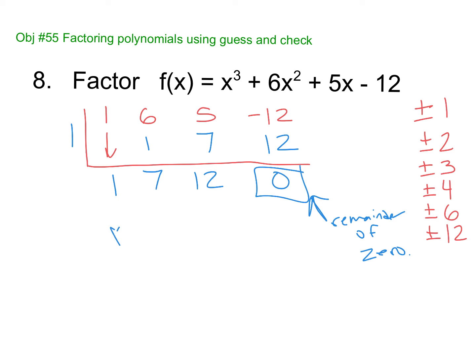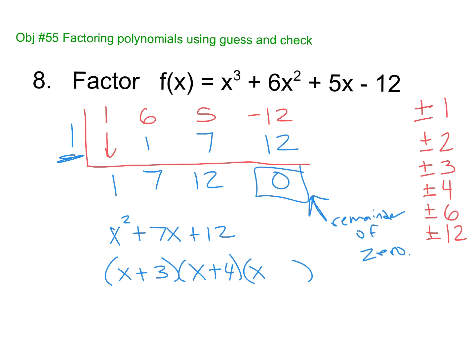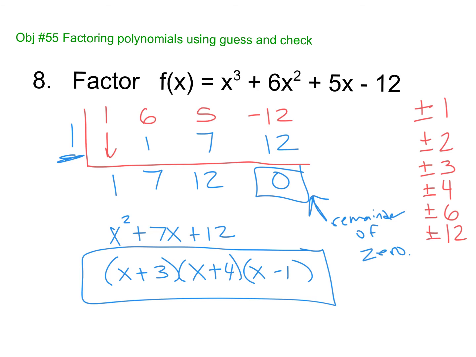So then now we have x squared plus 7x plus 12. All right, how do you factor that? What multiplies to 12 combines to 7? That's just a regular trinomial. Now, if there was a 1 on the outside, what's our factor? X minus 1, right? So that one was nice. We got it on the first shot.